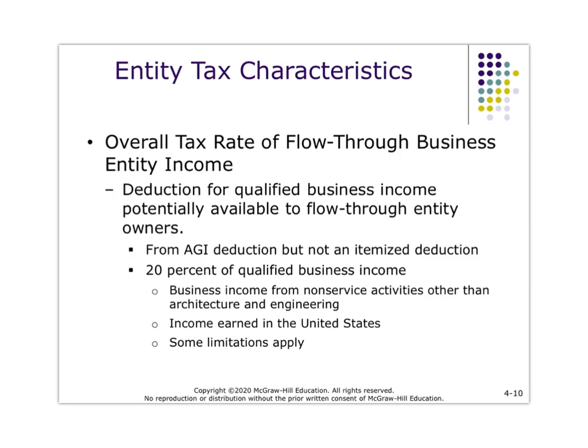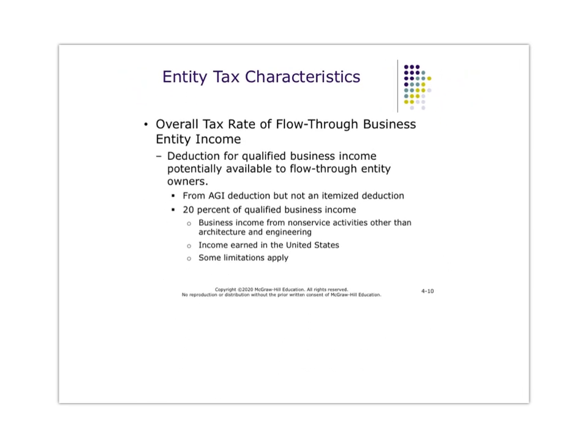Remember that the Tax Cuts and Jobs Act brought with it this deduction for qualified business income, or the QBID. It's potentially available to flow-through entity owners. Remember that it is a from-AGI deduction, but it's not an itemized deduction, so you can take the standard deduction and still get a QBI deduction. The QBI deduction is basically 20% of your qualified business income. And what is your qualified business income? Well, your qualified business income has to meet these three categories.